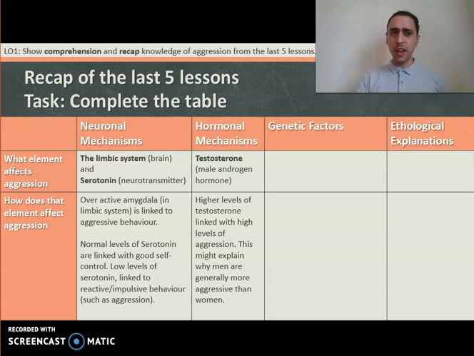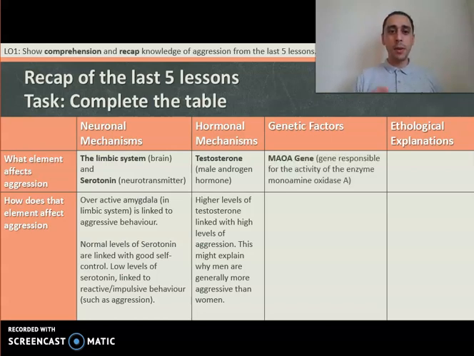Genetic factors. What did we find out in genetic factors? What parts of genetics might affect aggression? What gene was it again? The MAOA gene, responsible for activity in the enzyme monoamine oxidase A. Right? And what about that gene? How does that affect aggression? Tell me a bit more about it. All right, I will.